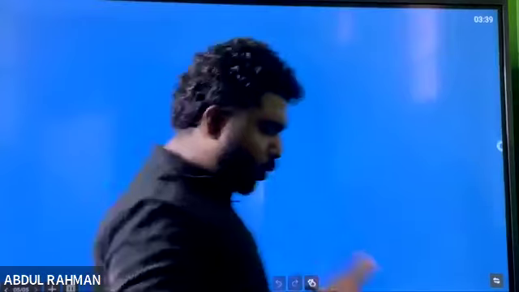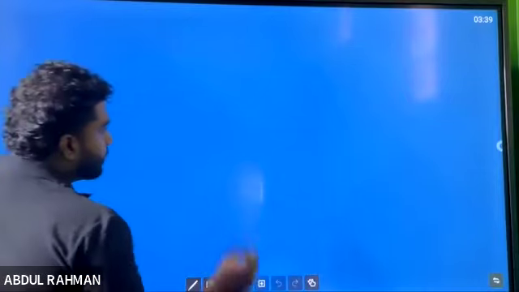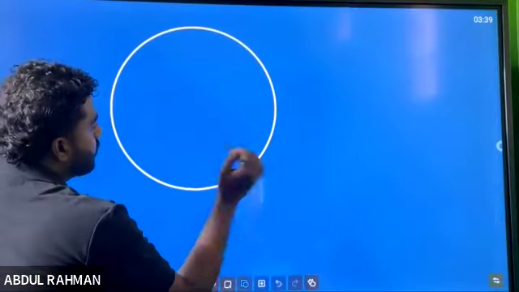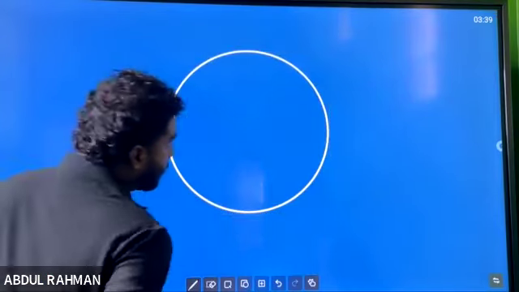Now coming into the main theory. The lesson will be completely over from this. This is the only theory you have. Actually, you have two, and this is the main one. I'm drawing a circle.